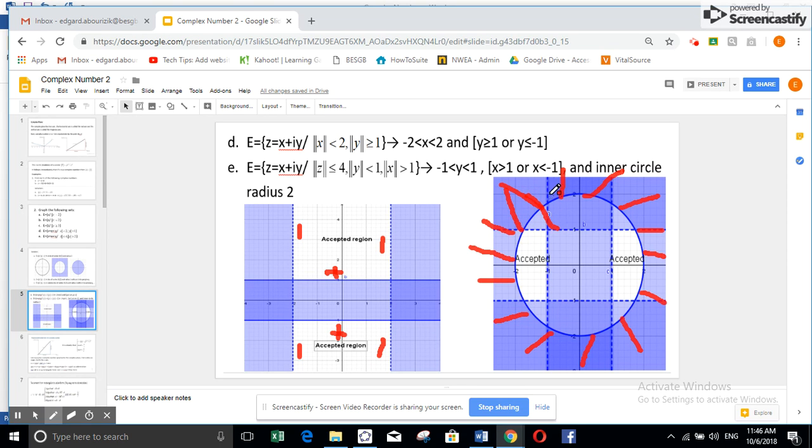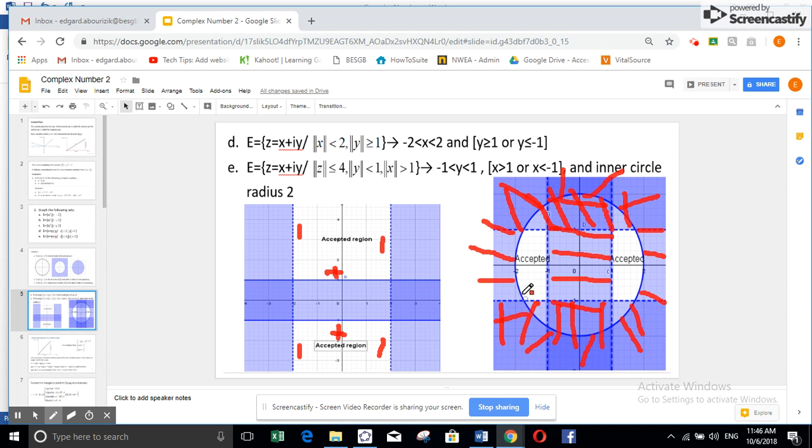I shade everything outside these two parallel lines. I'm doing it in detail again for you to understand. And for x, I want the absolute value of x bigger than 1. You know from grade 10, x bigger than 1 or x less than minus 1. This is x equal minus 1. This is x equal to 1. And we want bigger than 1, the solution, and less than minus 1. So I shade the part between that I don't want. So I'm left with this region, the white region, which is the accepted region.